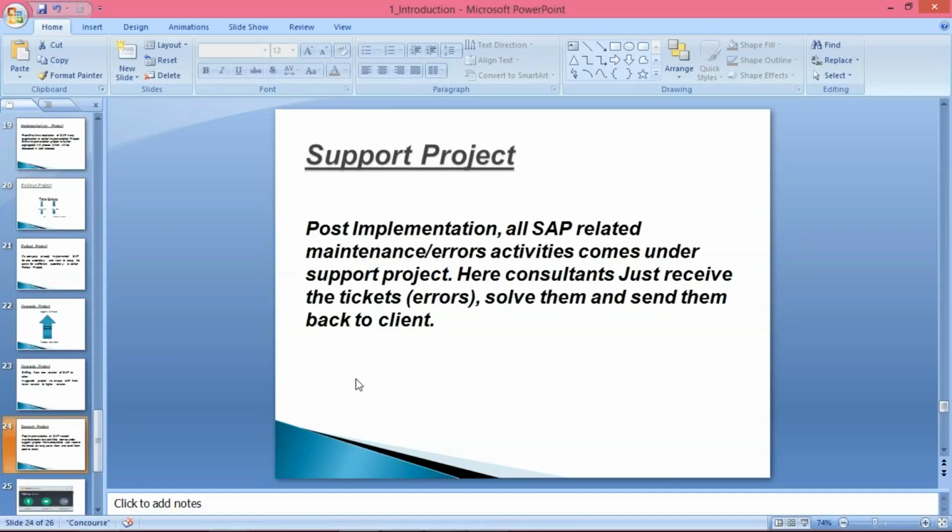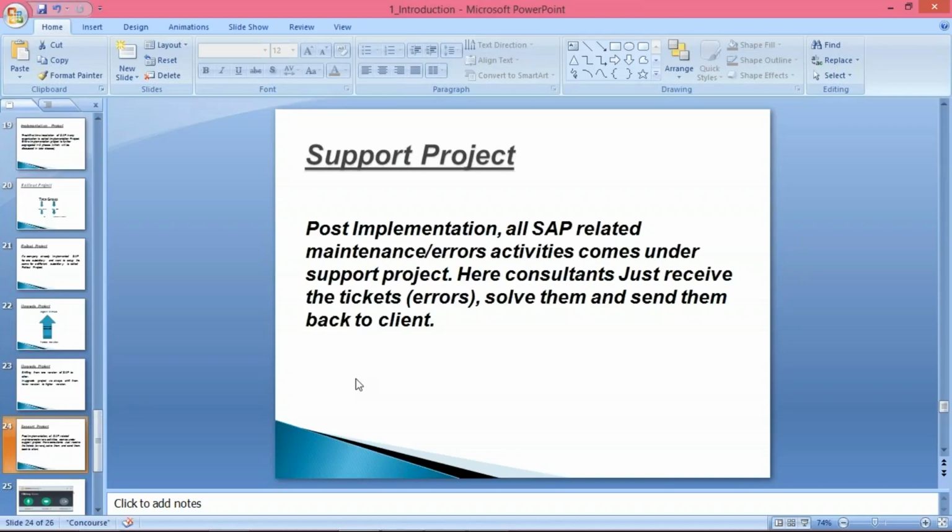So the meaning is, let's suppose we have implemented this SAP for Tata Motor. Now what will happen? After implementation, it doesn't mean that Tata Motor will be able to handle this SAP independently. No. Even after implementation, they won't be able to handle it independently because it's a technical thing.